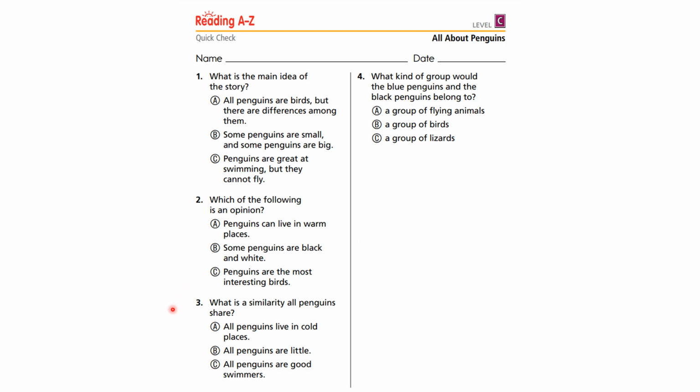Let's look at number 3. What is a similarity all penguins share? A similarity means how are they the same? A. All penguins live in cold places? Ask yourself, do all penguins live in cold places? B. All penguins are little. Ask yourself, are all penguins little? C. All penguins are good swimmers. Ask yourself, are all penguins good swimmers?